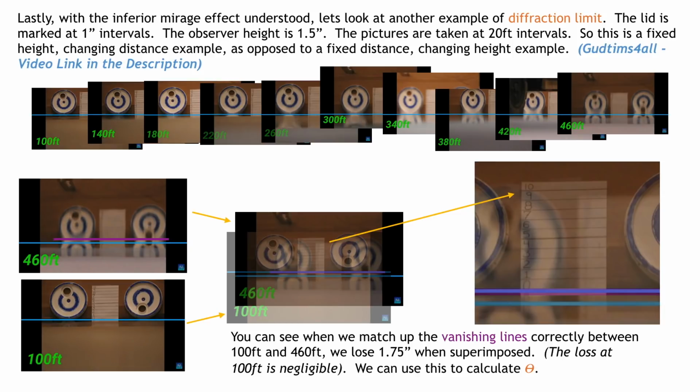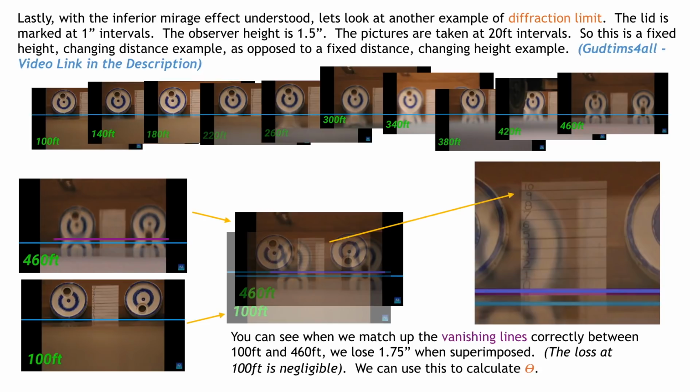So I've standardized the lid across the different distances, and where the inferior mirage effect, essentially this mirror zone, is taking place, which is a marker of where our horizon line is. And so when you do that and you line these images up from 460 feet to 100 feet and compare them, you see that roughly 1.75 inches has been dropped.